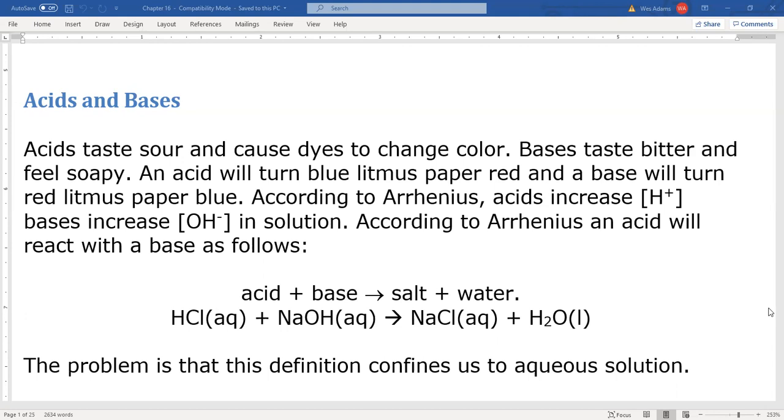The problem with the Arrhenius definition is it tends to confine us to aqueous solutions, and so we'll need to consider some broader definitions.